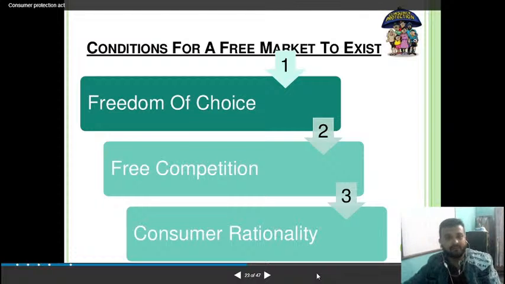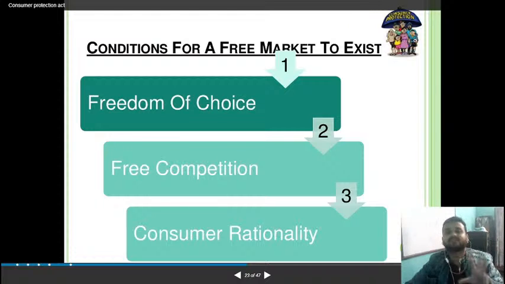Free competition means like Samsung, iPhone, Vivo, Oppo. Different options are there when you want to buy a cell phone. So there are many options available, and there should be free competition. It's not that only one type of product should be available in the market. If there is freedom of choice, there should be free competition in the market. And consumer rationality means they should get good quality products, at good prices.